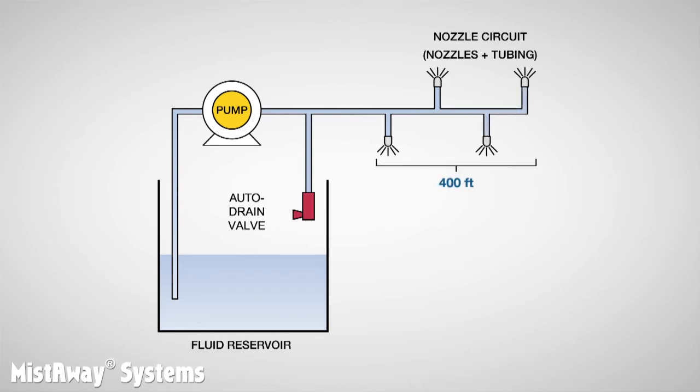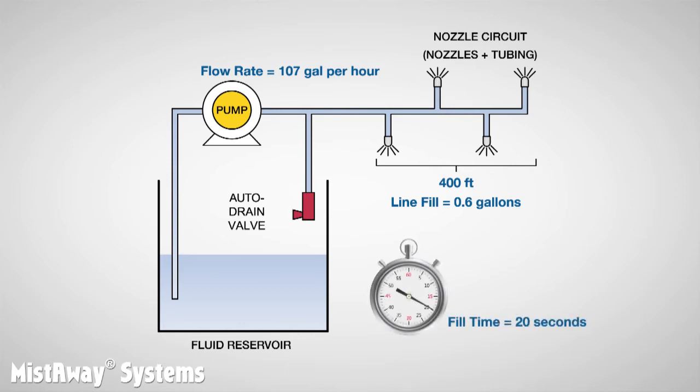With 10 feet between nozzles, the average nozzle circuit has about 400 feet of quarter-inch tubing. Apply some high school geometry, and you can figure out that the volume required to fill that tubing is 0.6 gallons. Now we know that the pump will push 107 gallons per hour while it's filling the lines. So you can calculate that it will take 20 seconds to fill the tubing if the lines are completely empty.